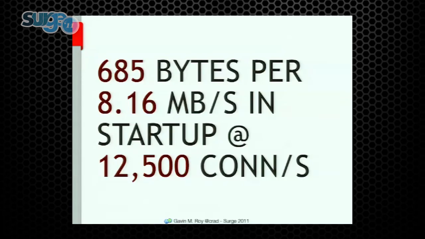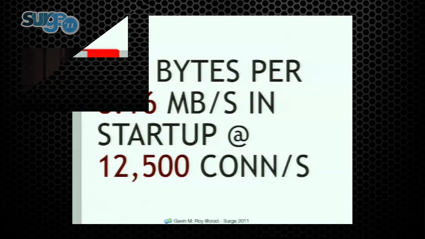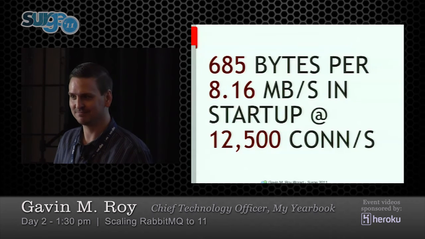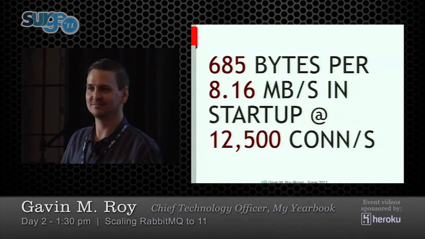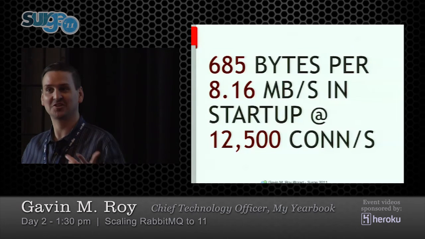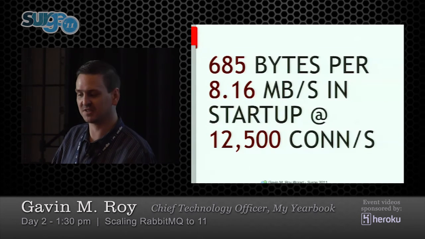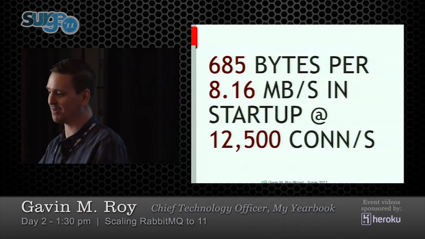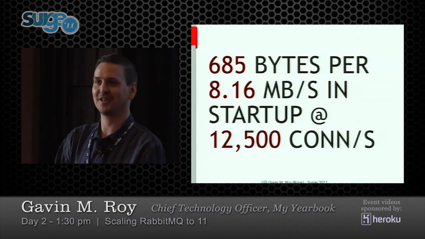Now, altogether, that's 685 bytes per connection. At 12,500 connections per second, that is 8.6 megabytes per second for connection startup alone. How do you scale that? Persistent connections, but you can't do persistent connections because, in essence, it's a stateful protocol. How do I know that my previous use of that connection is left in the right state for my next connection coming in?